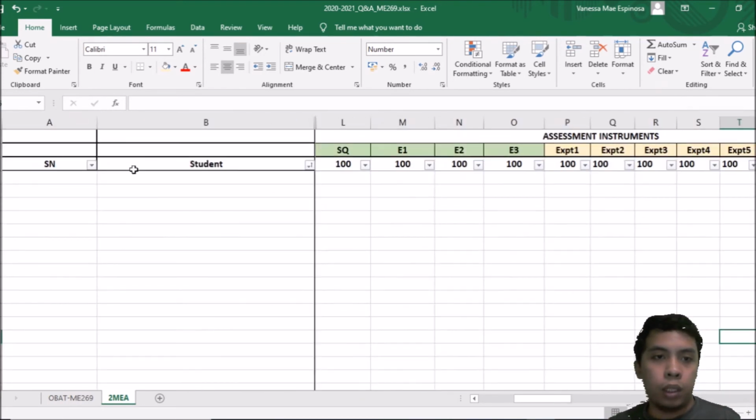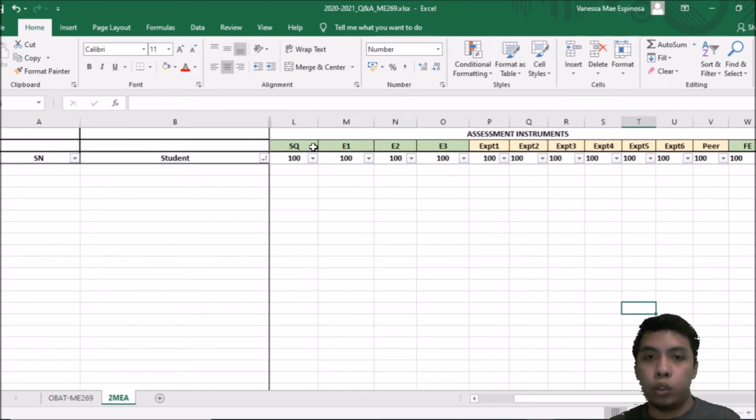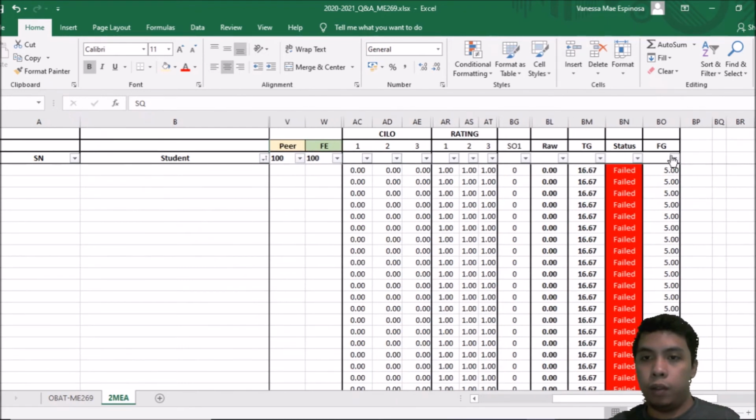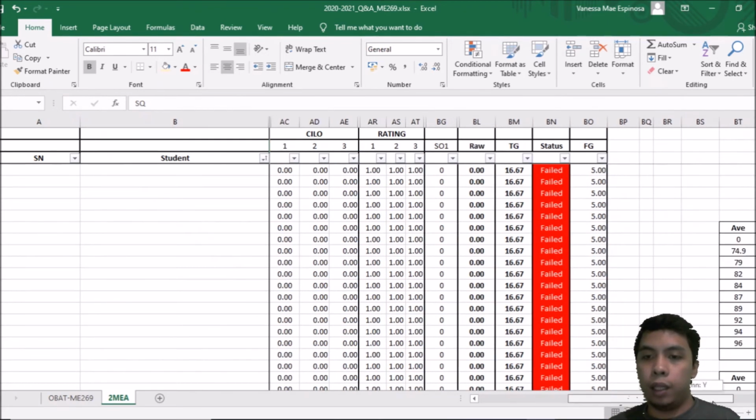So as you can see here, we have the student name, the student number, and the assessment instruments na ibibigay namin from lecture and laboratory. So we have CILO, its ratings, the SO, the raw grade, the total grade, the status, and the final grade. So yung final grade natin is from 5 to 1. And then the raw grade is with the basis of the passing grade, which is 70. Ang passing natin sa subject, ulitin ko, is 70.